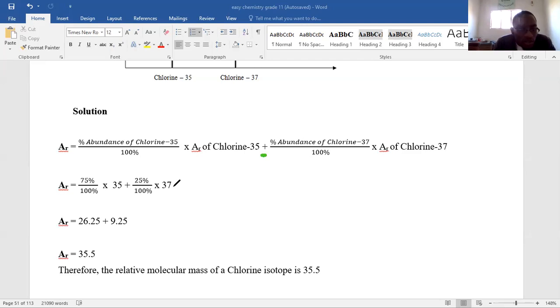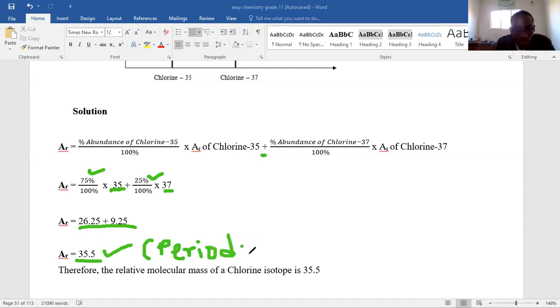Substituting in the formula, we have 75% and then the chlorine 35, 25% and then the chlorine 37. Once you do that, you get these two values, and adding those two values, you get 35.5, and this is what we see on the periodic table. So that happens to be the relative atomic mass of chlorine. That is what we see on the periodic table. So basically that is how we calculate the relative atomic mass of isotopes.